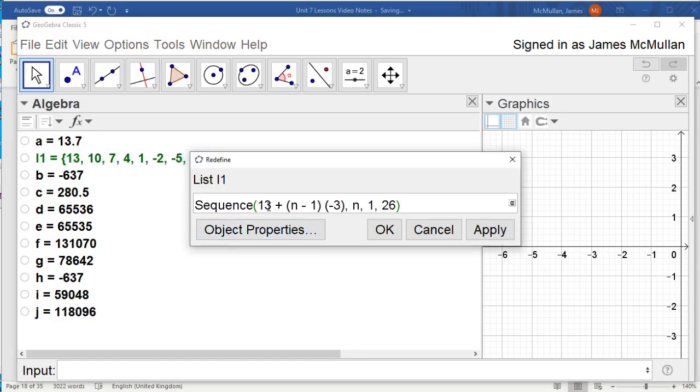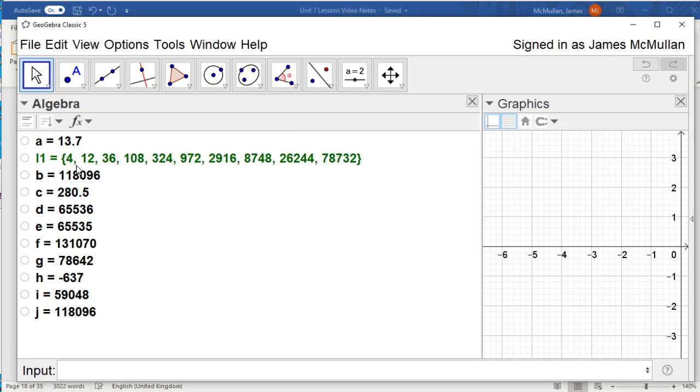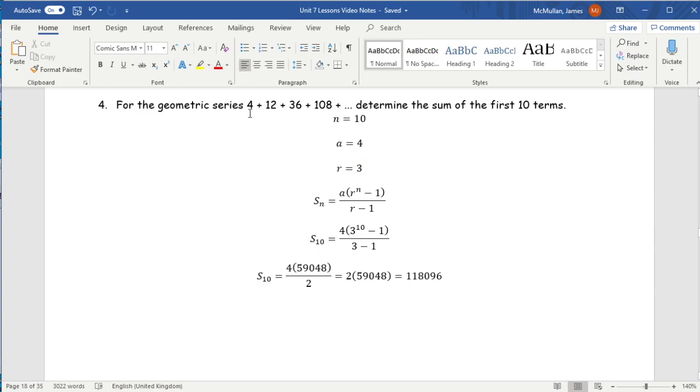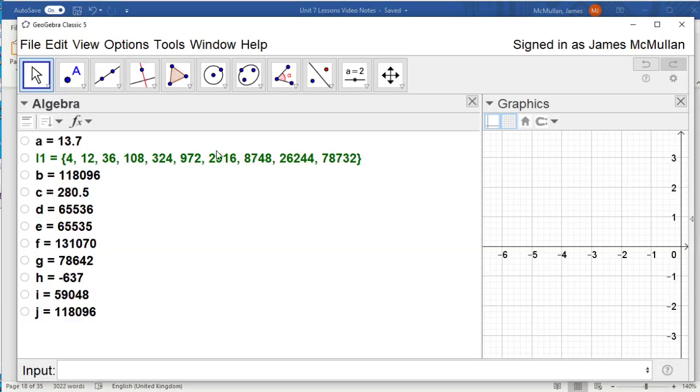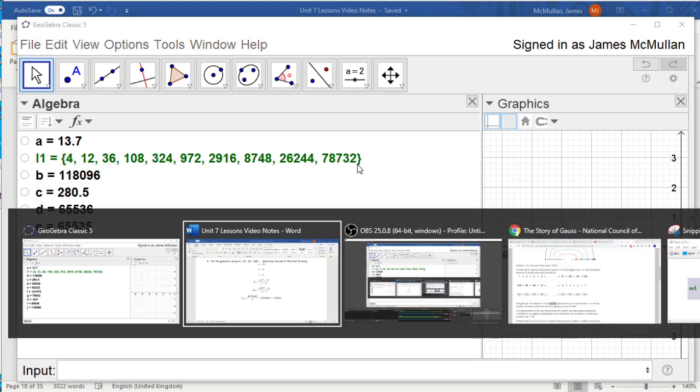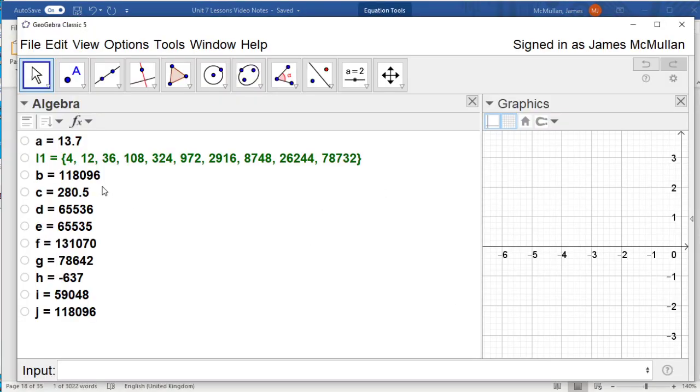Again, let's quickly get in the habit of checking them. The sequence this time is a geometric sequence, so we want our a value, which was 4, and then 3 to the power of n minus 1. So that's a r to the n minus 1 is our formula, and we're going from 1 to 10. Okay, so 4, 12, 36, 108 is the right sequence. The 10th term is 78732, and when you add them all up, you get 118096, which is exactly what this says you should get.